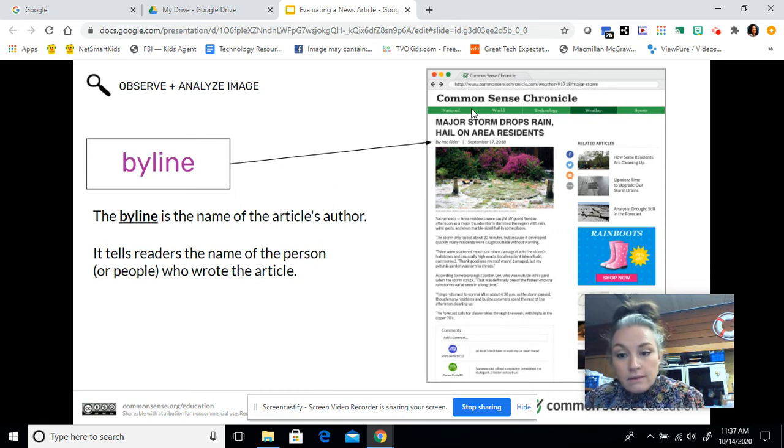If there is no author listed, then usually that's kind of questionable. Usually an author who's an expert, or even just a reporter on the topic, will list their name because they want to get credit for the work that they did.